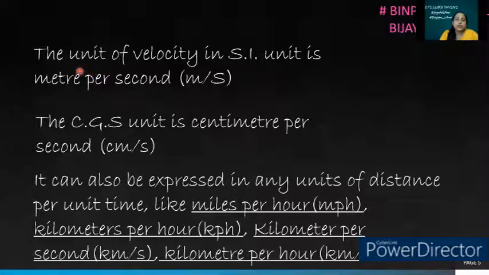Now, what is the unit of velocity? Generally, the unit that is used is the SI unit, which is meter per second. In CGS units, we calculate it as centimeter per second. It can also be expressed in any unit of distance per unit time, like miles per hour, kilometers per hour, kilometer per second, and so on.